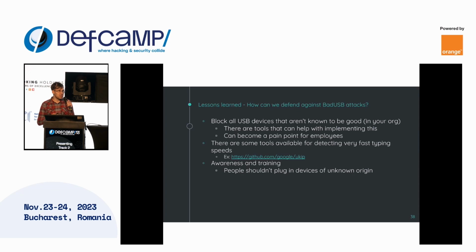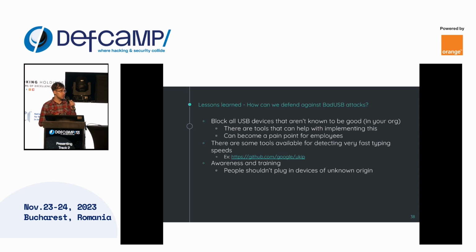My background is mostly an offensive security one, so this was kind of tough for me. One way of defending could be to block everything that's not known good. So if you don't know this USB device is good, you block it. There are tools that can help with that, and I think Microsoft lets you do that to an extent with group policy.